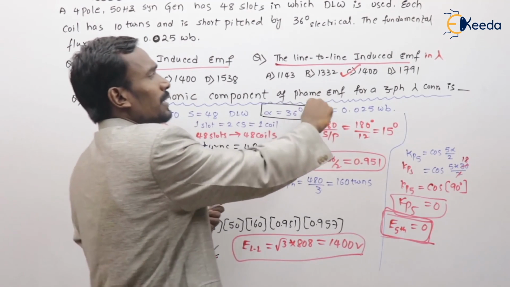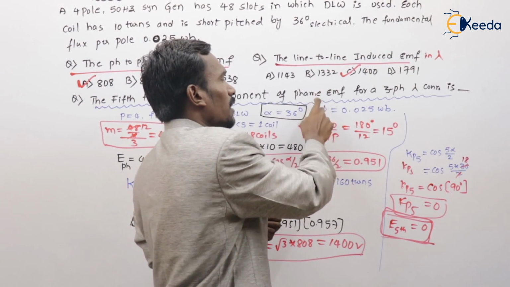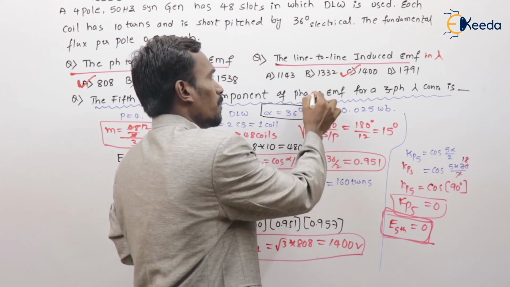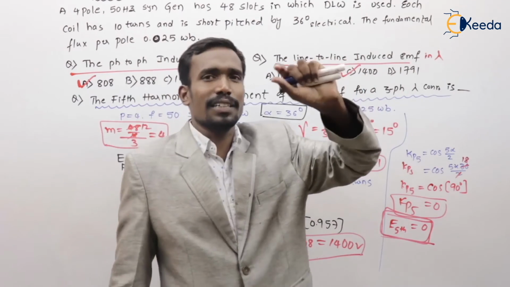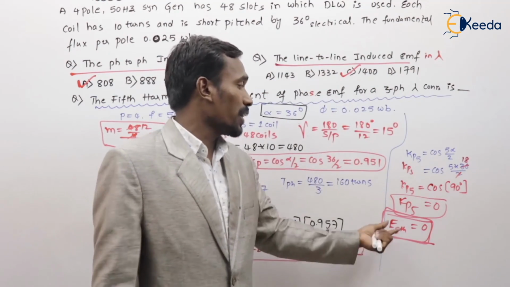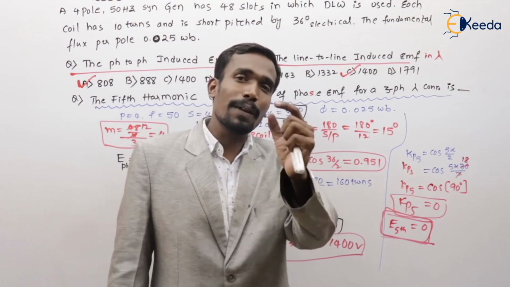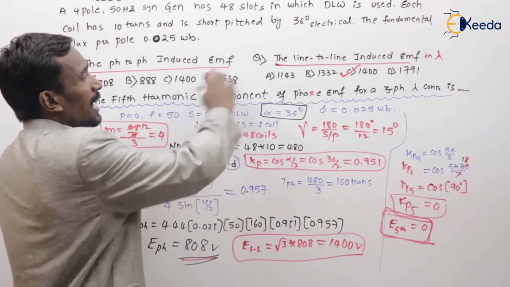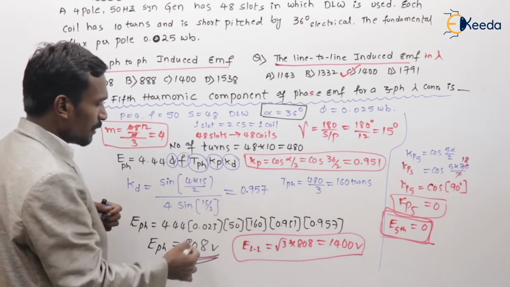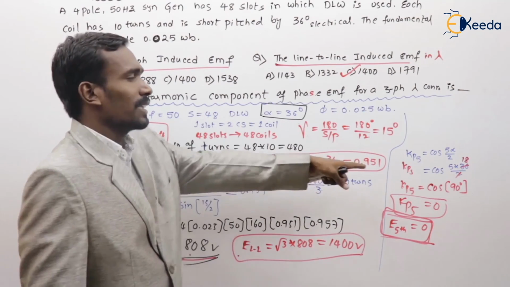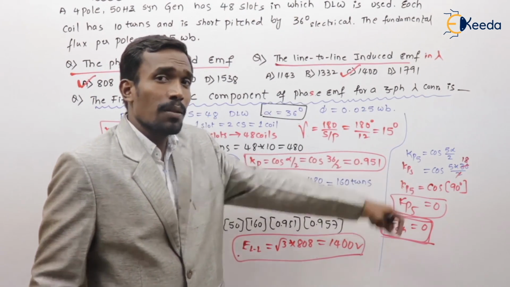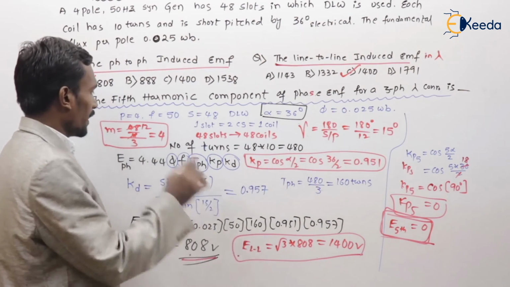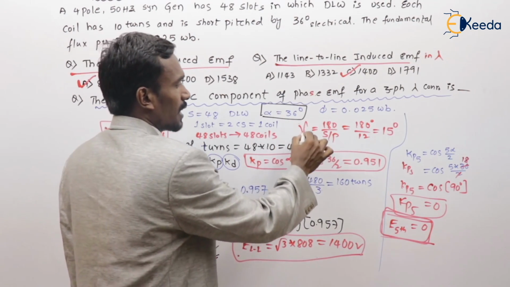So what is our answer for this question? The fifth harmonic component of phase EMF for the three-phase star-connected alternator is 0, because my Kp5 is 0. Very simple question actually, but lengthy because we have 3 questions: one is the E phase, another is the E line, and another is the fifth harmonic EMF. But here you have to observe how I find the number of turns per phase, M and the slot angle gamma.